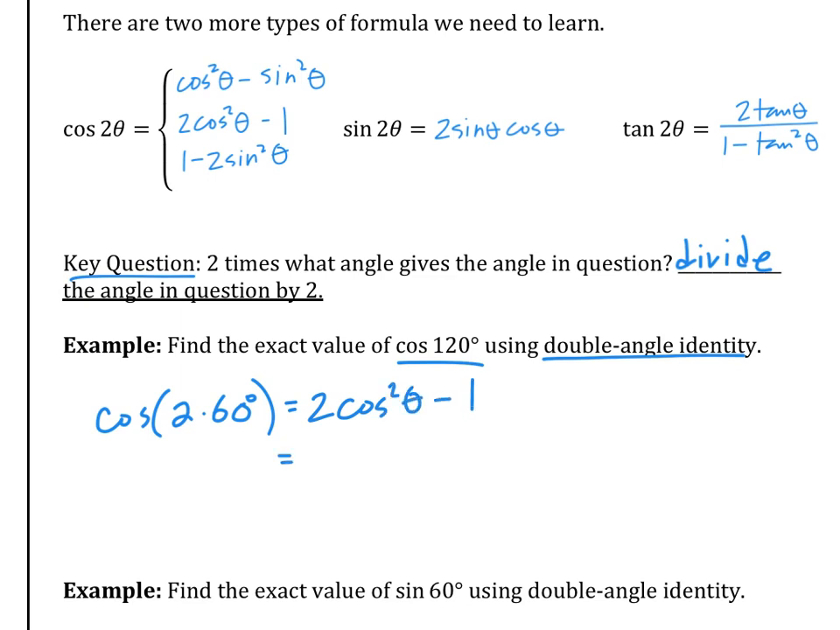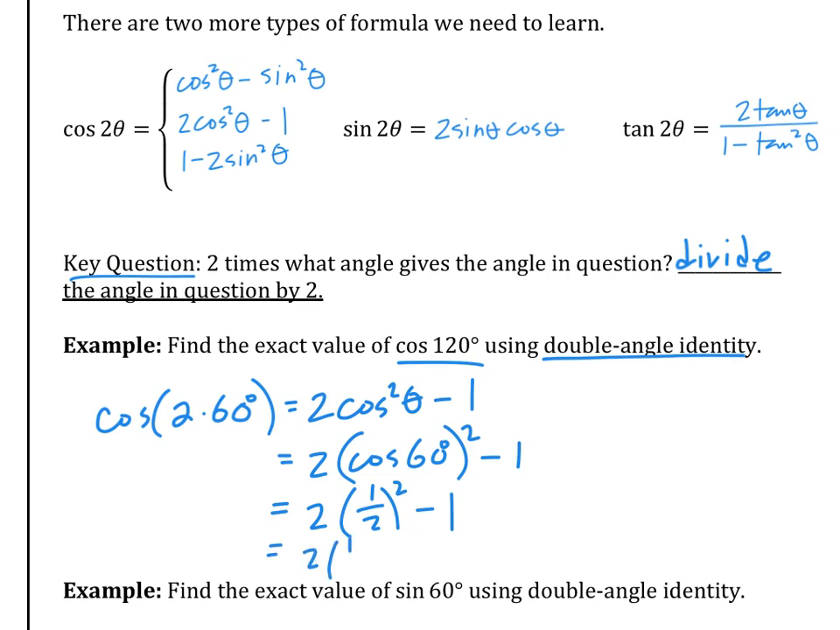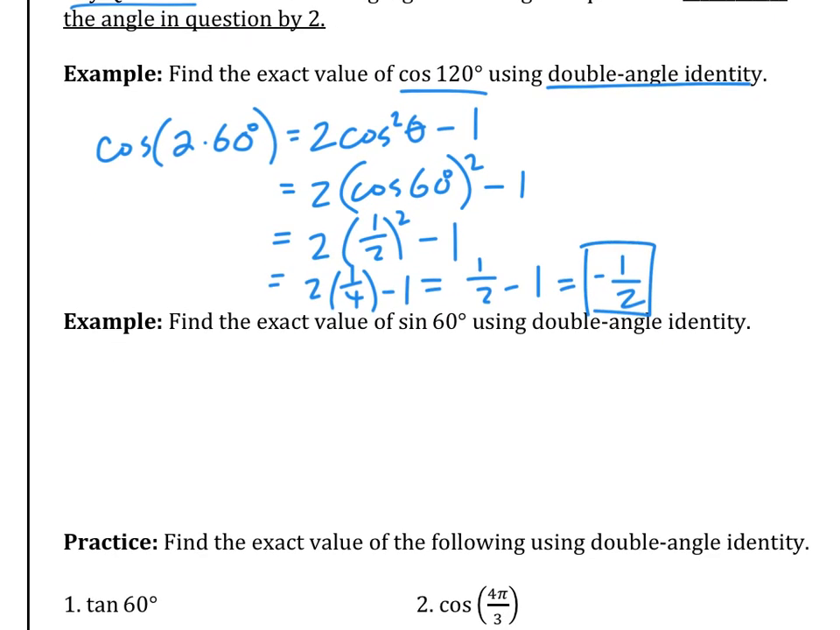Okay, so now applying the formula, 2 cosine squared just means cosine of that angle, squared. If you don't know where that 2 goes, it goes outside when you're actually applying the formula, and then minus 1. All right, now you've got to remember the formula or unit circle. So cosine 60 degrees is 1/2. So this is 2 times 1/4 minus 1. 2 times 1/4 is 1/2, so 1/2 minus 1 is negative 1/2. Okay, so that's how you use the double angle identity.